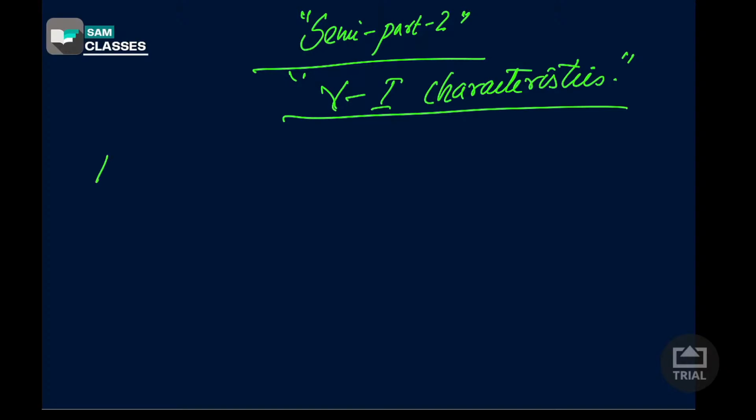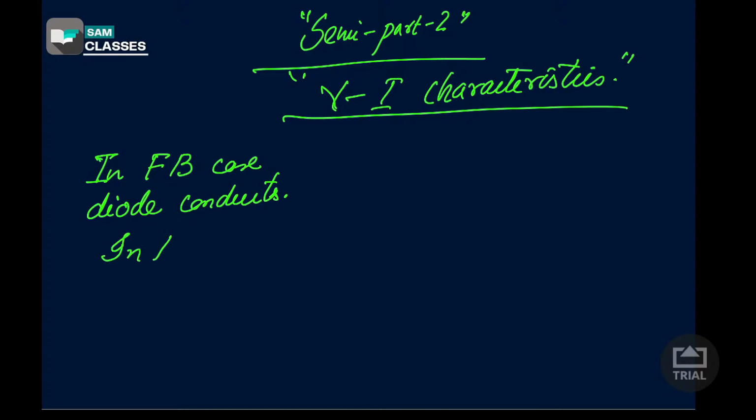Now, one line is very important. In forward bias, the diode conducts. Everybody needs to write this. Whenever you have a forward bias diode, it will act as a conductor. And in reverse bias, it doesn't conduct, because the charge carriers become so few that it's almost like no conductivity. Clear? This part, everybody clear?